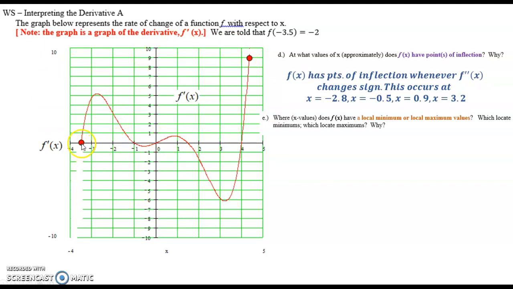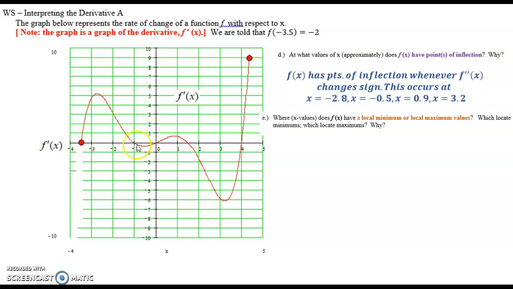So let's look at each point here. Well, let's see. We're going to start at an endpoint. We started at negative 3.5, negative 2. And then the derivative is above the x-axis, telling me that the original curve is actually rising. So this endpoint right here is the beginning part of the curve, and then the curve f of x rises. So this would actually be a local minimum value.